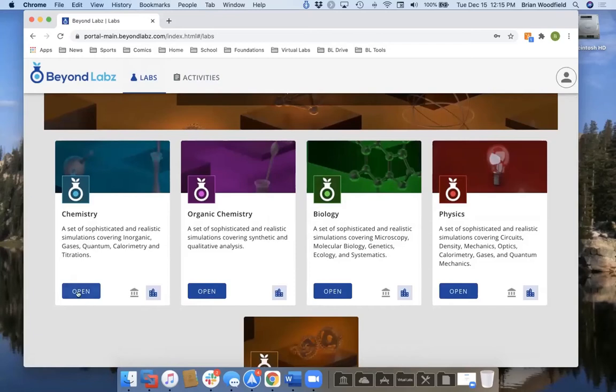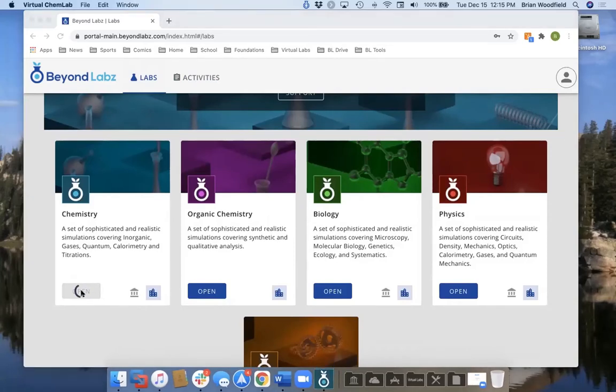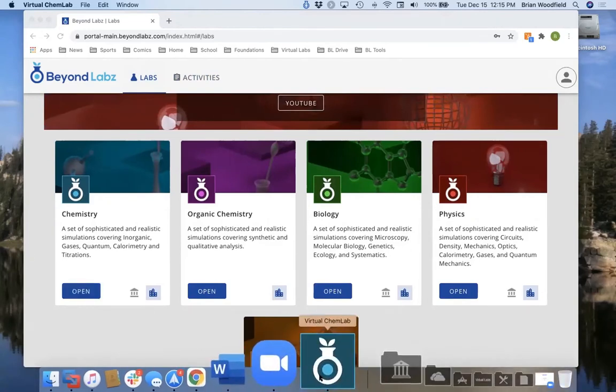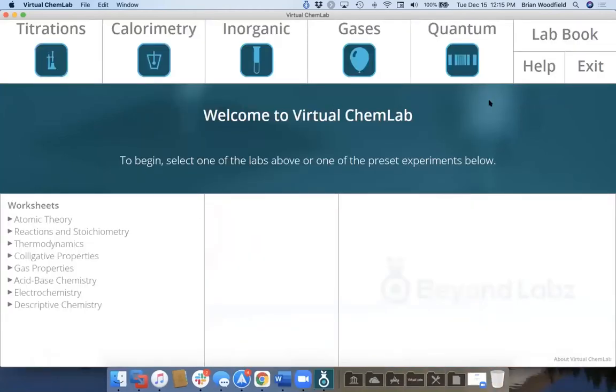So what a student would see here is a button that says install. They'd click that, that would download the product onto their machine and install it, and then they would click open. When you click open, it's going to start the actual lab product. Each of our products is a collection of lab benches. So here's general chemistry. We have titrations, calorimetry, inorganic gases, and quantum. Physics has quantum, gases, and calorimetry because those experiments are taught and performed in physics, but we also have other lab benches. So the product is designed around these lab benches.